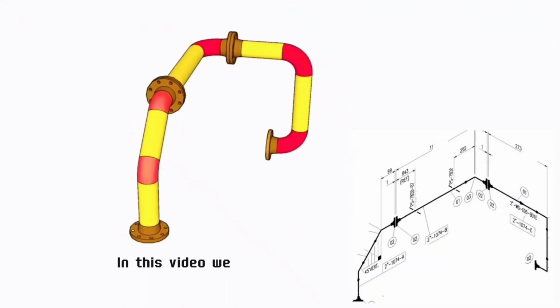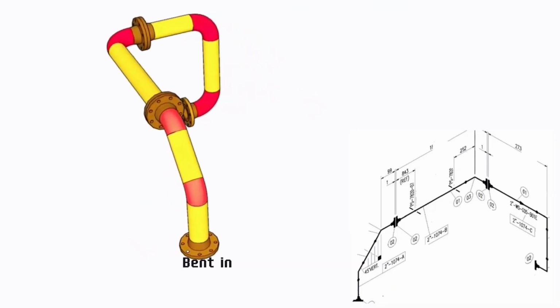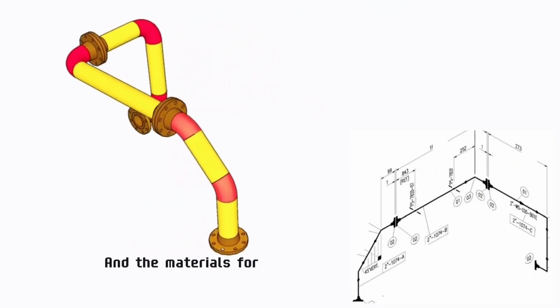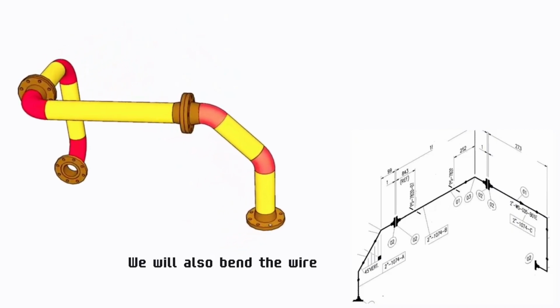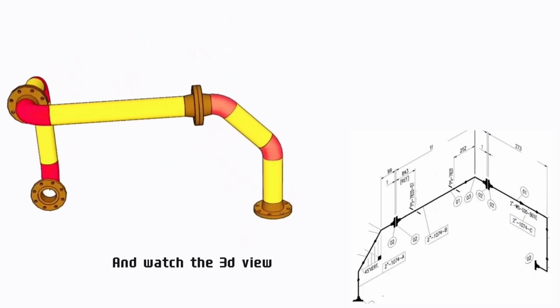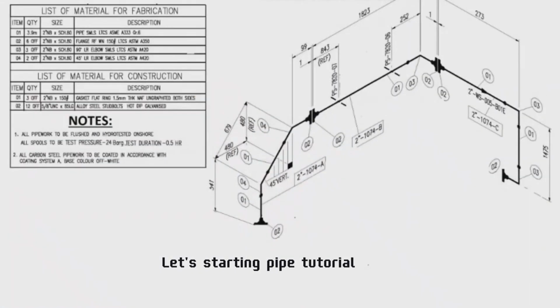In this video, we will learn how to easily read the isometry of a pipeline bent in different directions and the materials for fabrication of this pipeline. We will also bend the wire of this pipeline and watch the 3D view at the end of the video. Let's start the pipe tutorial video.